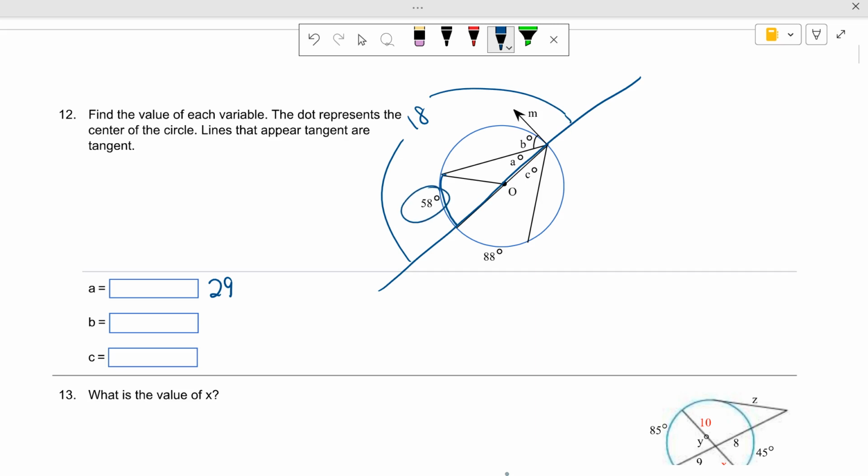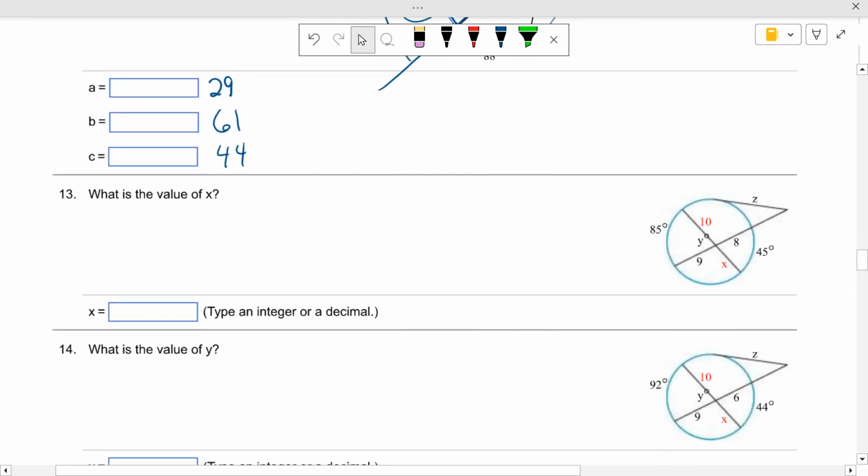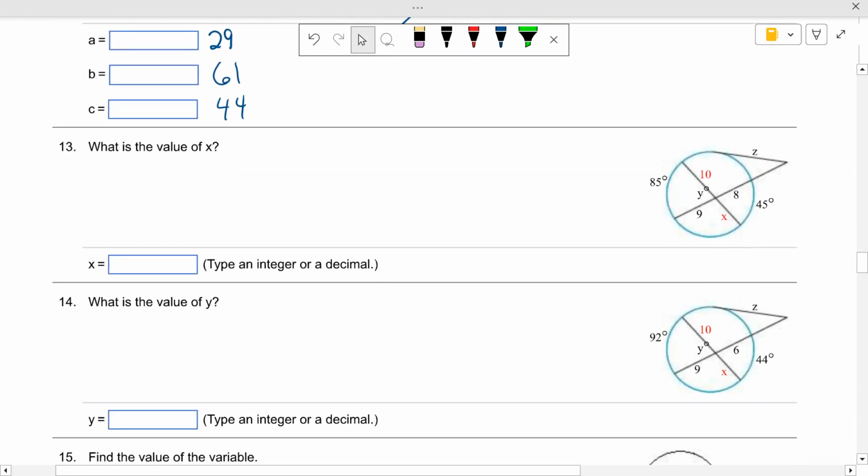Well, if it's 58 over here, what's left for this part? 122. So then the angle's half the arc. So what's half of 122? 61. And C is angle's half the arc. Half of 88 is 44.